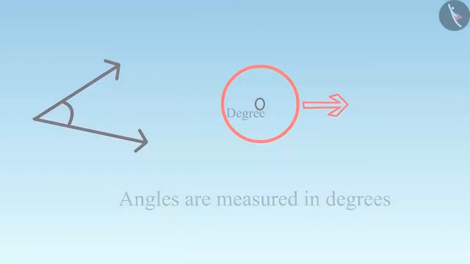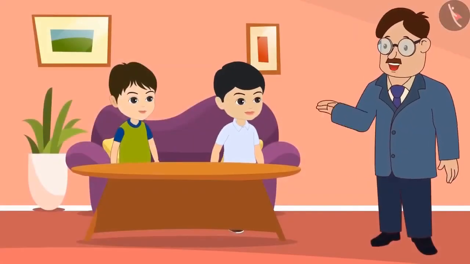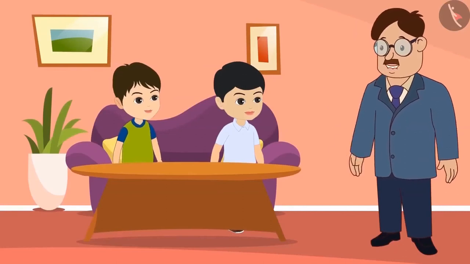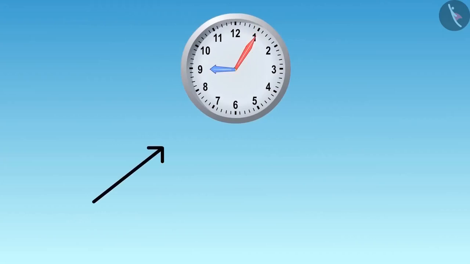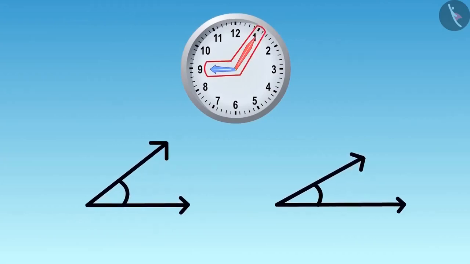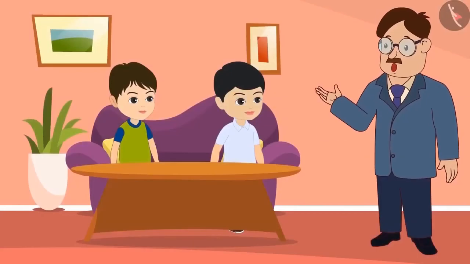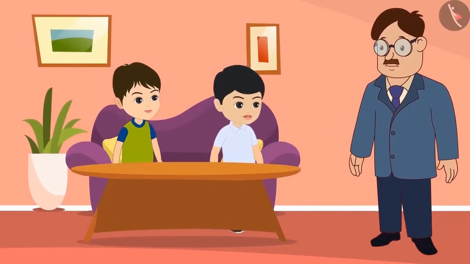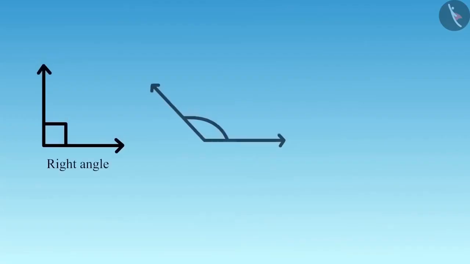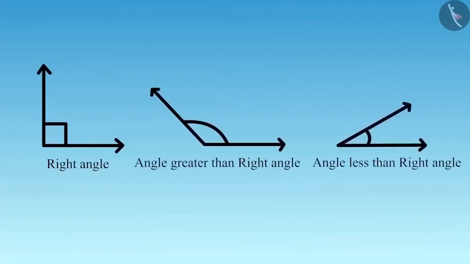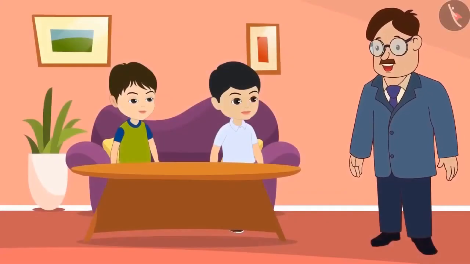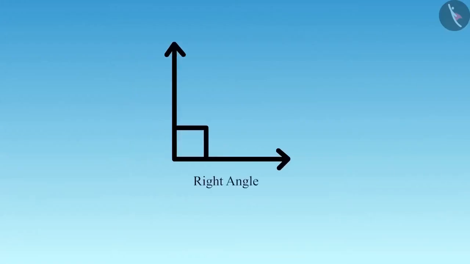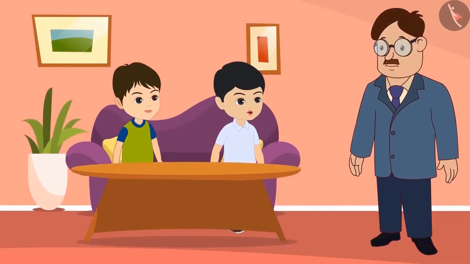Angles are measured in degrees, just like knowing the minutes or hours by looking at the clock. We can tell how many degrees the two sides of an angle are making by looking at them. Okay, tell me about the angles you know. Uncle, we know about 3 types of angles. Right angle, angles greater than right angle, and angles less than right angle. Oh, wow! Do you know the measurement of our right angle, children? 90 degrees.